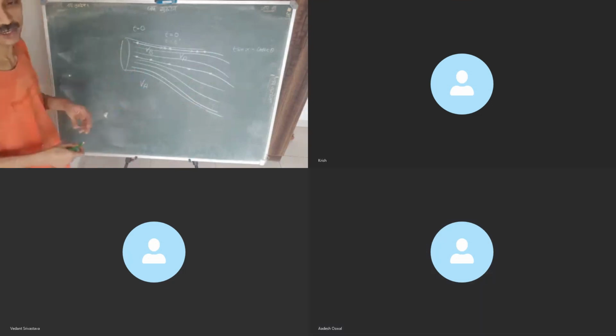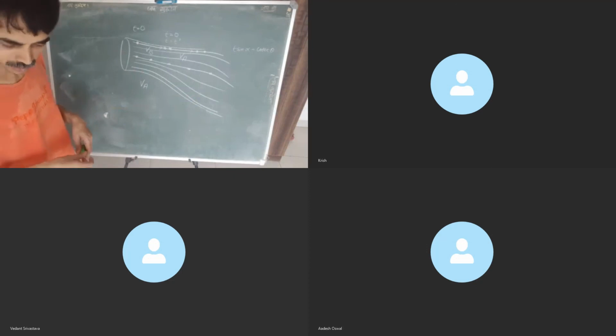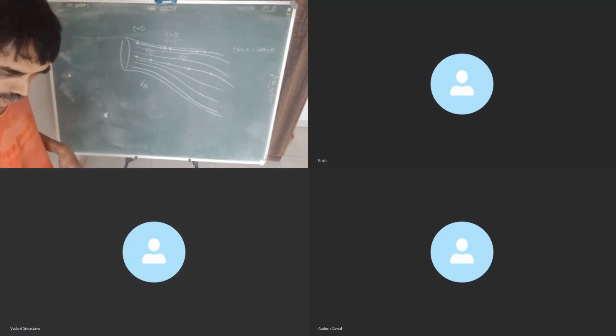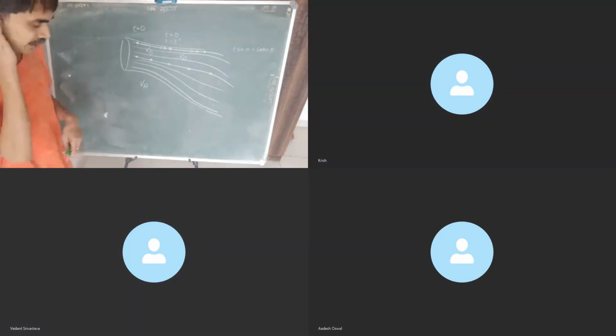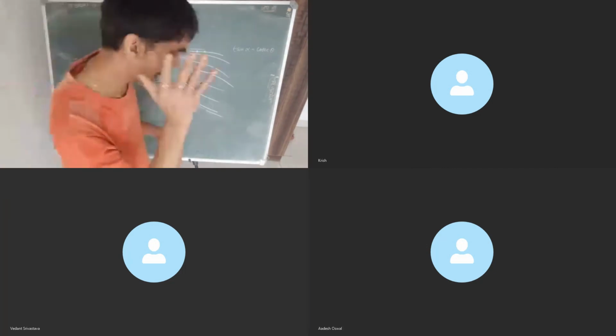Here there is no intersection. Only streamline motion can be represented by lines, and they are not to intersect each other. Is the concept of streamline motion first clear?